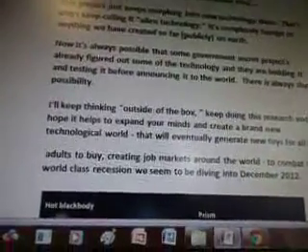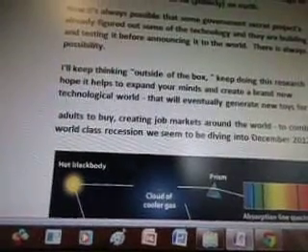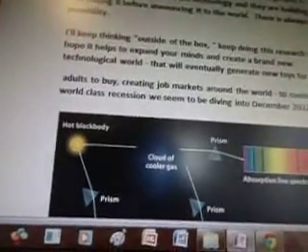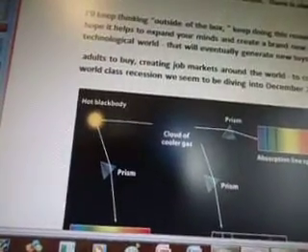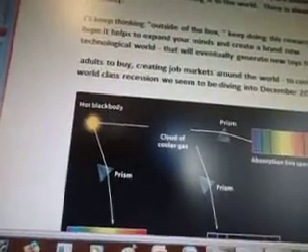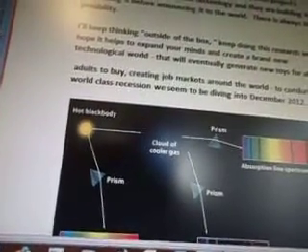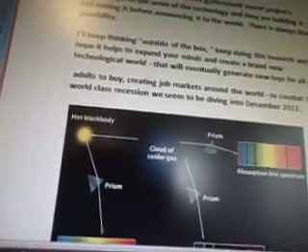Now, it's always possible that some government secret projects already figured out some of the technology and they are building it and testing it before announcing it to the world. There's always that possibility. I'll keep thinking outside of the box, keep doing this research, and hope it helps to expand your minds and create a brand new technological world that will eventually generate new toys for all of us adults to buy, creating job markets around the world to combat this world-class recession we seem to be diving into.